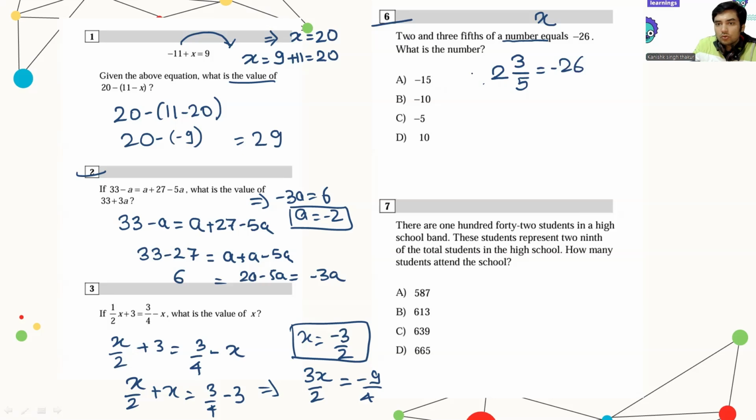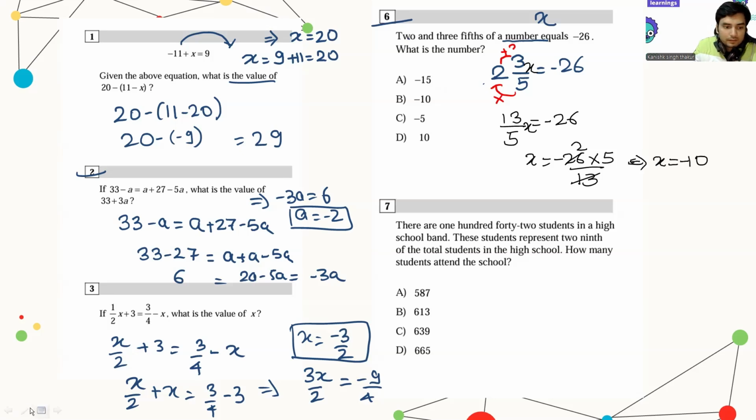So 2 whole. Remember, to convert a mixed fraction into an improper fraction, how do you convert? This 5 will be multiplied by 2, and then whatever you get would be added to 3. So 5 times 2 is 10 plus 3 is 13. 13 over 5 x is equal to negative 26. So x will be equal to negative 26 times 5 over 13. So 13 times 2, this implies x will be equal to negative 10.